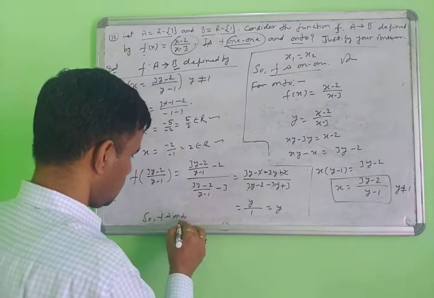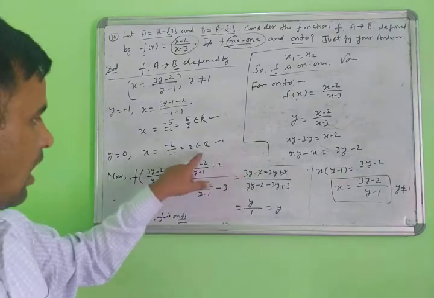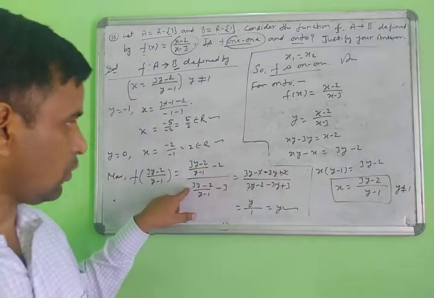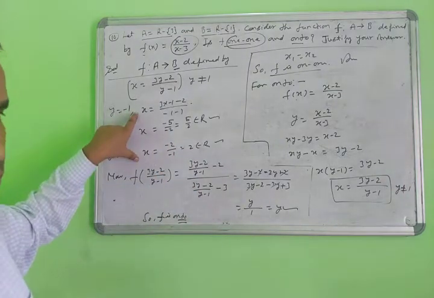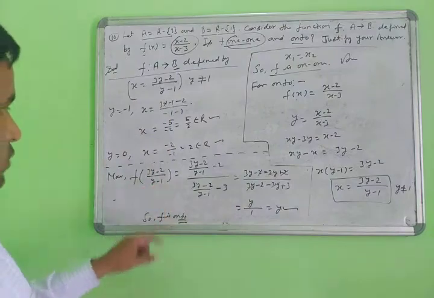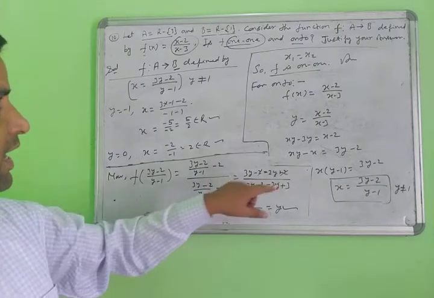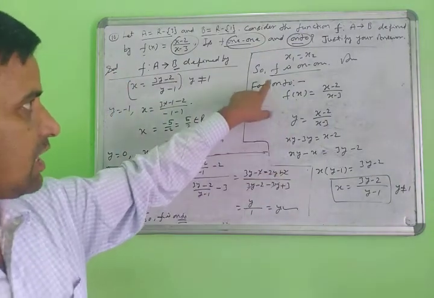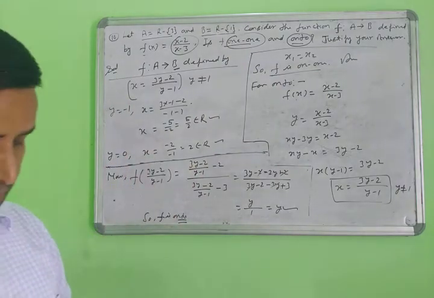So f is onto function. After solving this you are getting the result y. It means every element of the codomain has a pre-image in the domain. It means solve it and give one example, two, three examples, otherwise solve this part using any one trick. The result is the same, f is an onto function. Here one-one and both parts are proved. As you saw, first f is one-one, second f is onto. Both results have been proved here. Yes, note it down and then next.